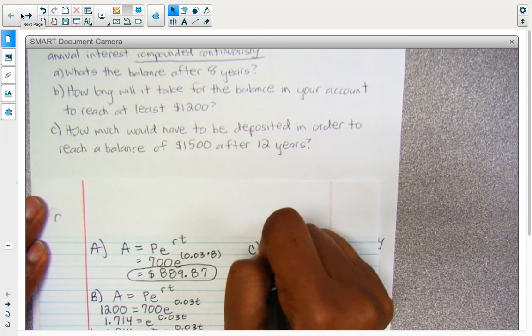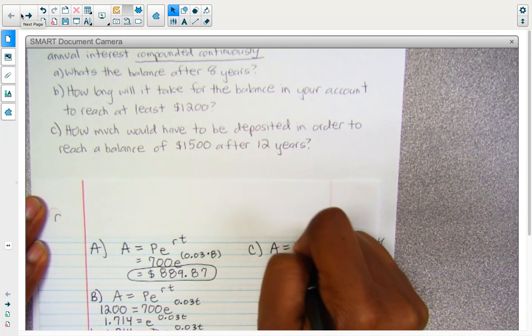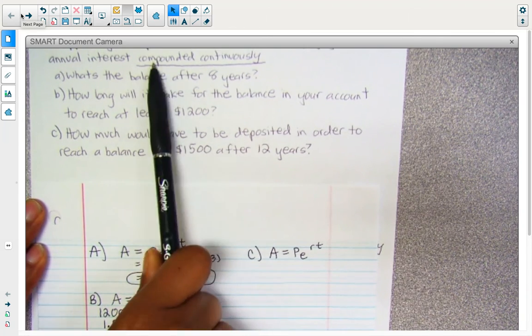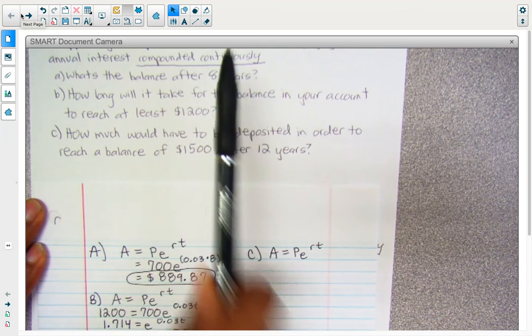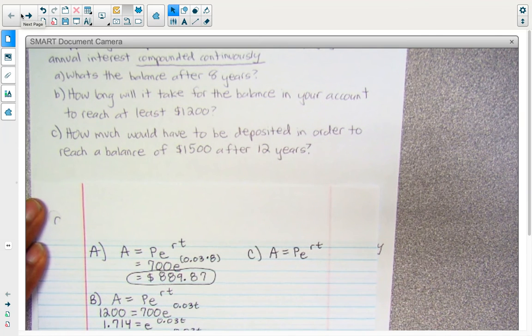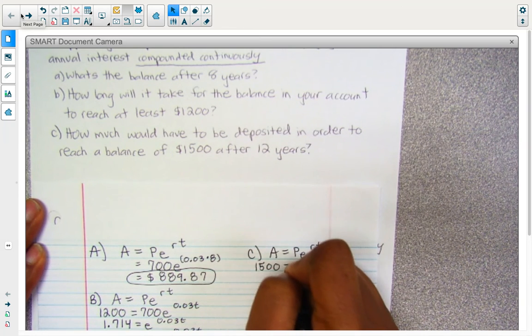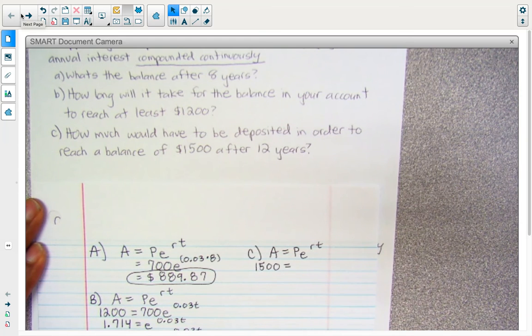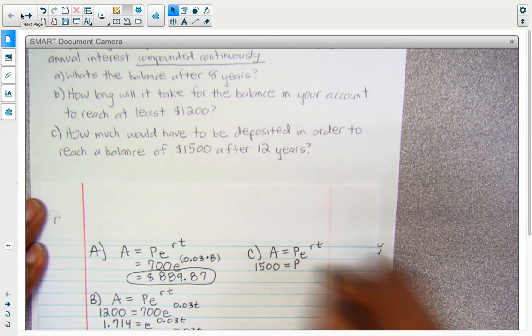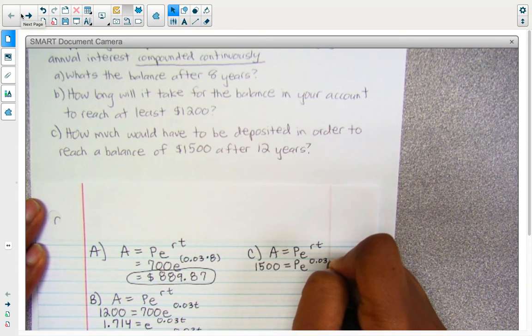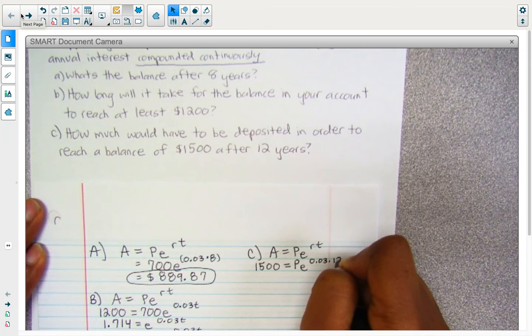So let's start by writing our formula down. You know to use this formula if it says compounded continuously, which it does up here at the very top of my problem. That's how you know to use Pert. So I want to have out 1,500 after 12 years. So that's going to be that. I don't know how much I need to deposit. That's what we're looking for. So that's going to be P. E is E. My rate is still the same. And my time period is 12.